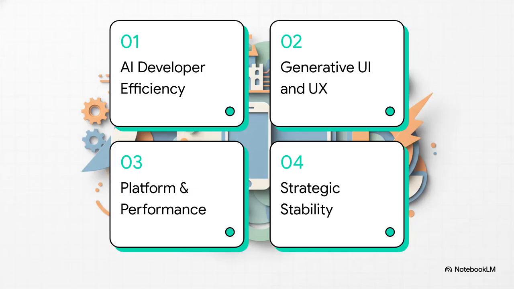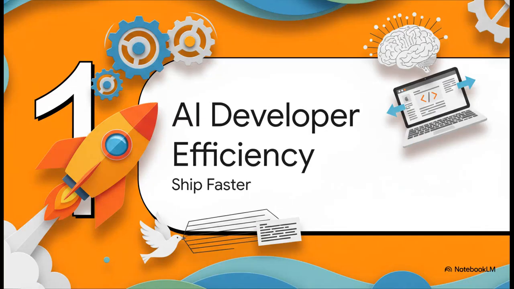Here is our agenda for today. First up, AI-driven developer efficiency. Then, generative UI and UX. Third, platform expansion and performance. And finally, strategic stability. Starting us off with Section 1, AI-driven developer efficiency.